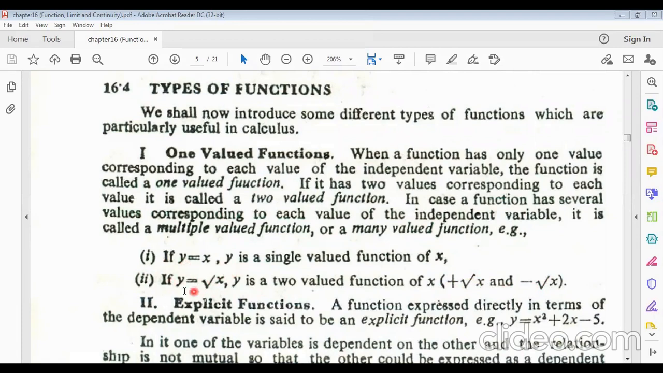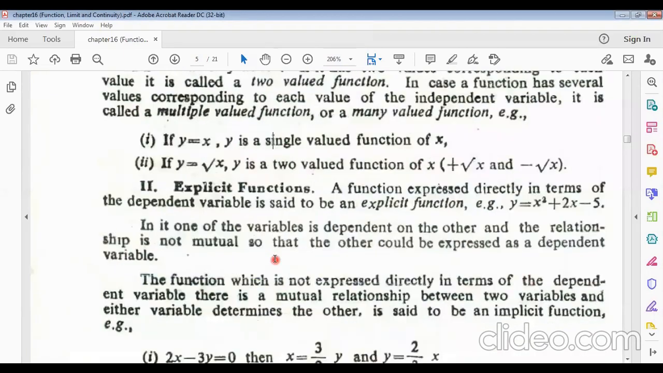This is why y is a two valued function, and in the first example y is a single valued or one valued function. Now what is an explicit function? A function expressed directly in terms of the independent variable is said to be an explicit function. What is the dependent variable? Y. Y is the dependent variable of the function, and x is the independent variable.